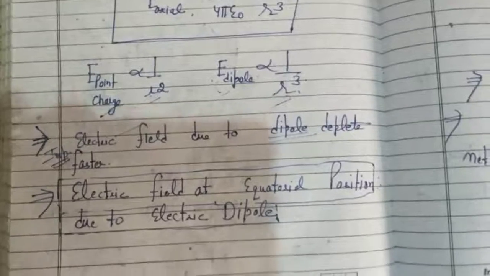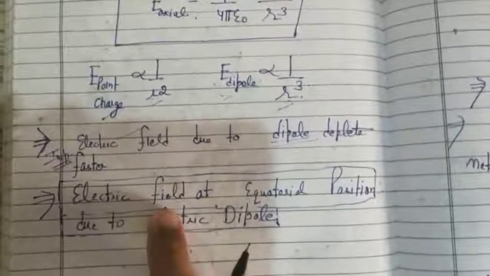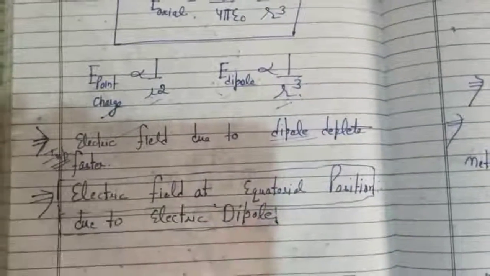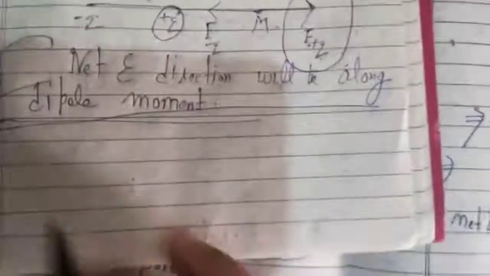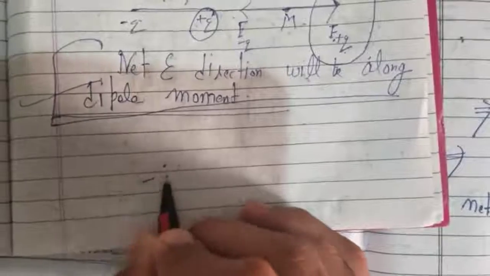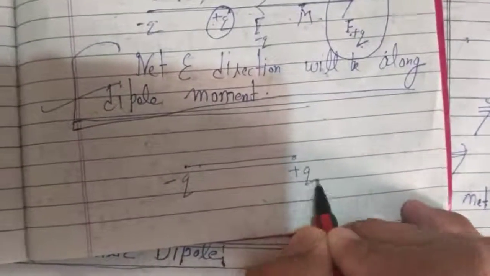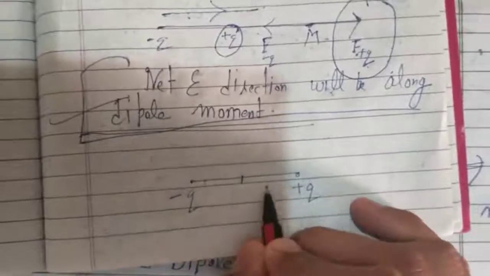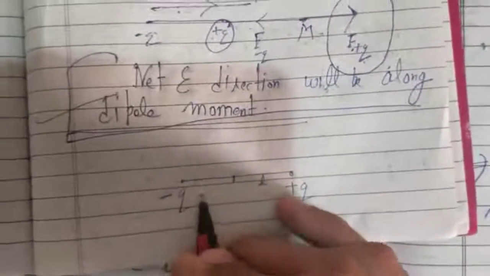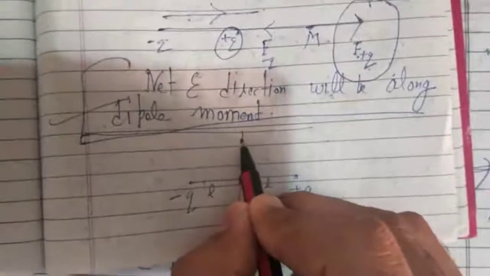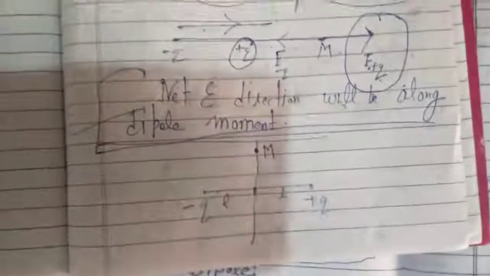So now we will come on to the next topic, make it as the next topic: electric field at equatorial position due to an electric dipole. So suppose this is a dipole. We will now be considering the case of the equatorial position. This is the center point. L distance here, L distance here. Now we will consider a point here, suppose M, on the equatorial position.